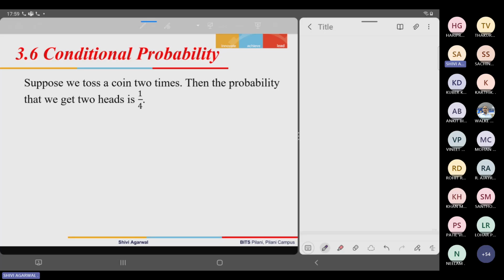Now come back to the course. We were discussing conditional probability. In conditional probability, if there are two events and the events depend upon each other, then we can use conditional probability. So one example we are taking here.